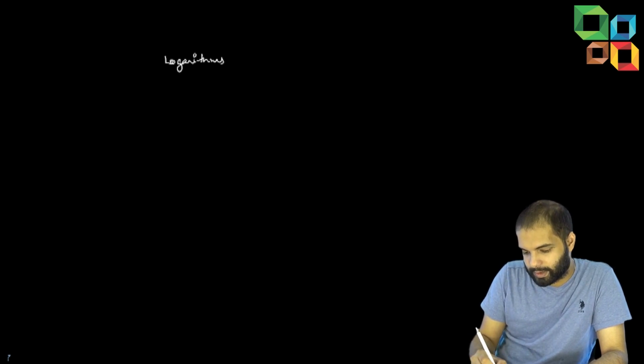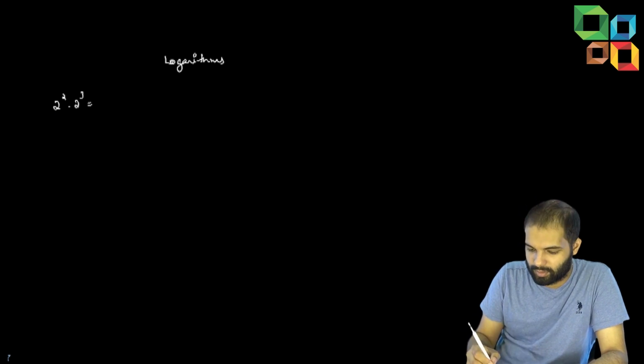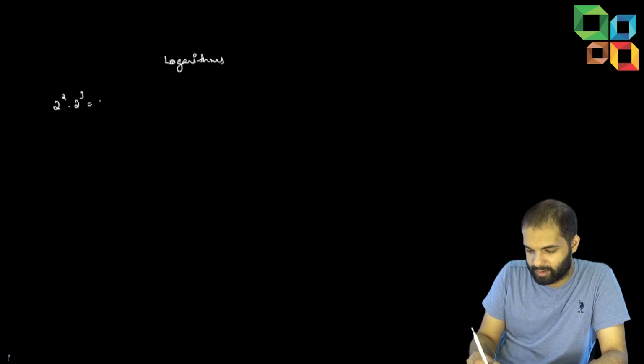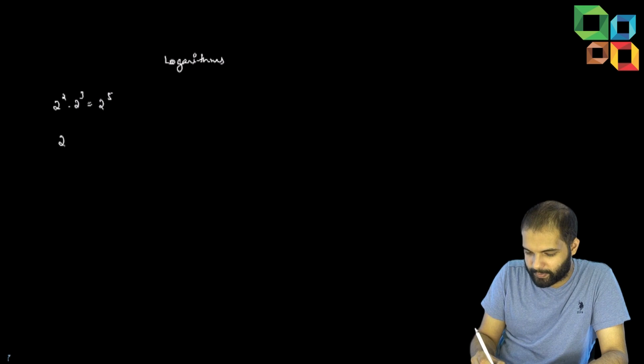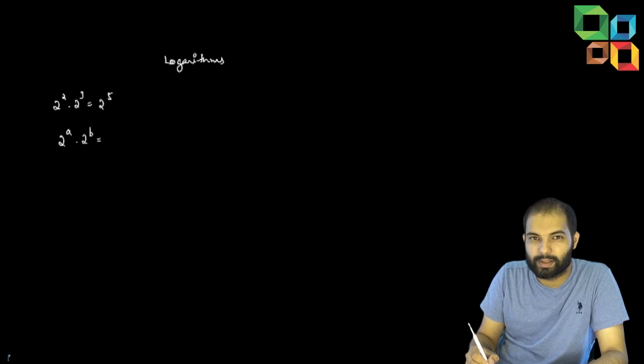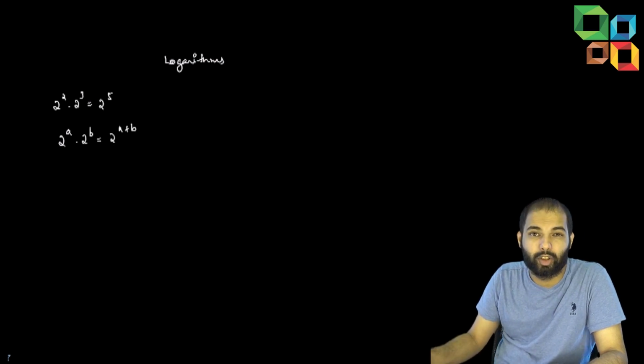So let us start off with, say, 2 power 2 into 2 cube. What is this equal to? 2 to the power 5. Did anybody have a doubt whether this is 2 power 6? Just to be specific, if it's 2 power a into 2 power b, what is this? Power a plus b. Please do not write it as a into b. This is a plus b, right?